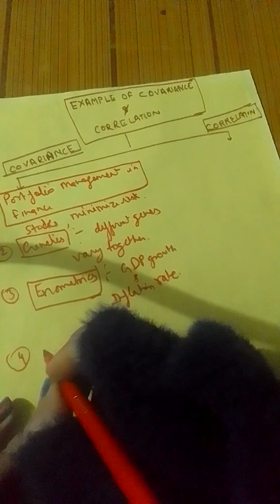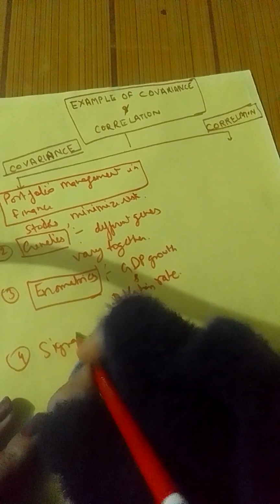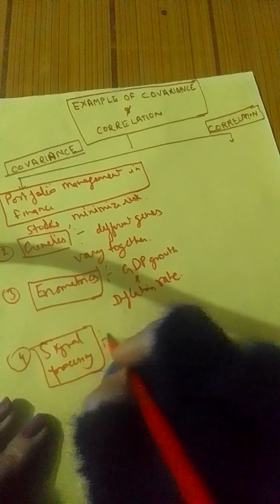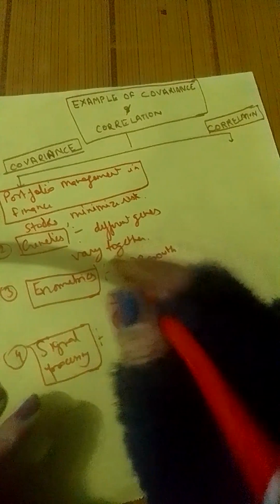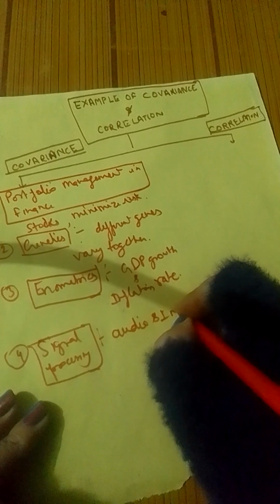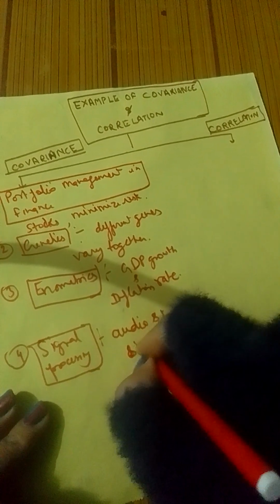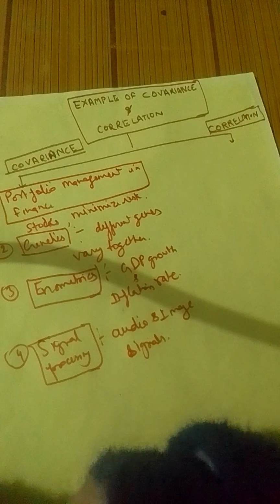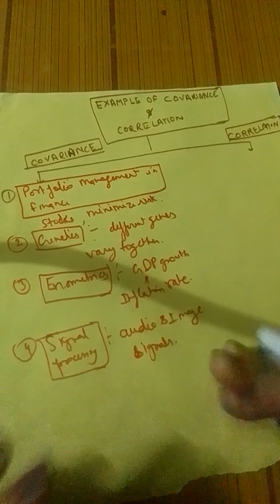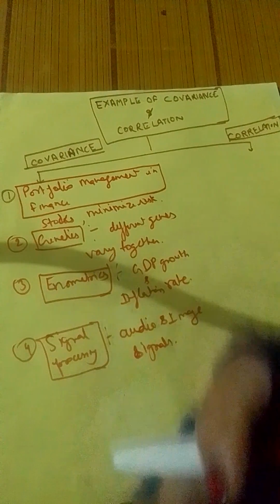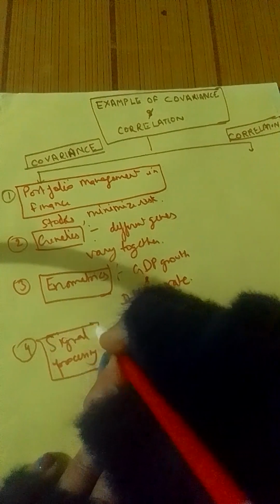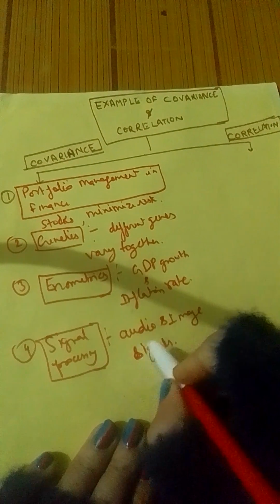Number 4, signal processing. How is covariance used in signal processing? For example, audio and image signals. Look, I am recording this video, and simultaneously you are listening to my voice on the Pamita AI World YouTube channel. So what is this? This is signal processing.